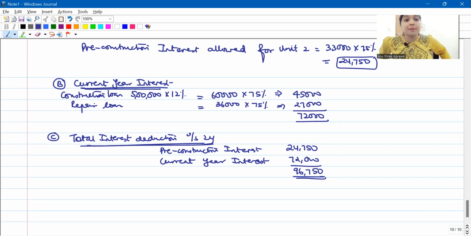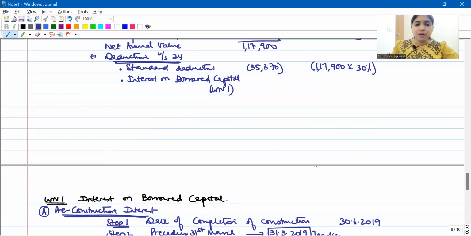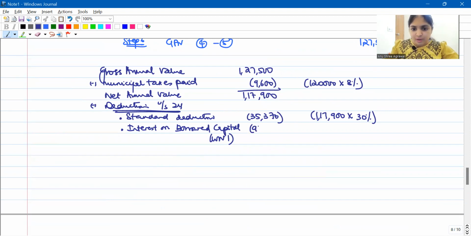Now listen, let out property. Any limit on the interest? No limit, because it is let out property. So this full 96,750 I will allow as a deduction for interest.